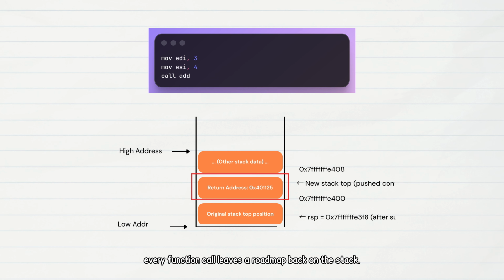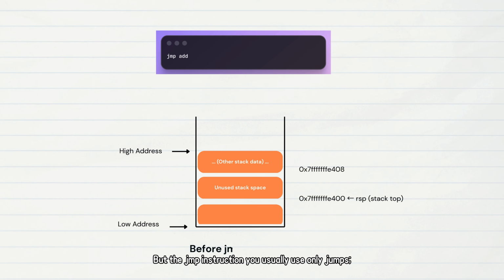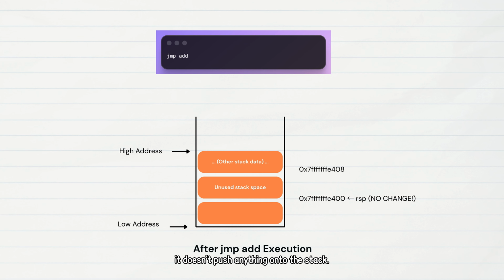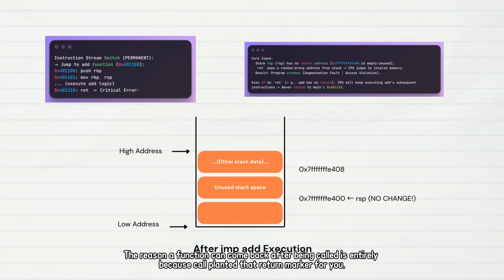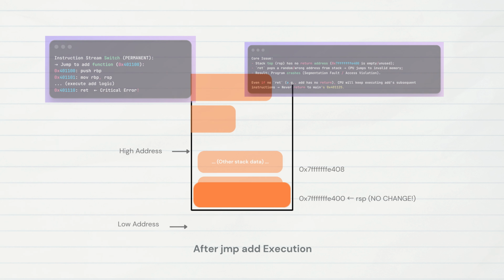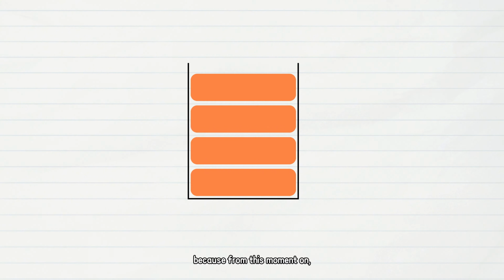In other words, every function call leaves a roadmap back on the stack. But the JMP instruction you usually use only jumps. It doesn't push anything onto the stack. That's why if you jump with JMP, you can never return to the original position. The reason a function can come back after being called is entirely because call planted that return marker for you. This detail is crucial because from this moment on, the stack gets involved.